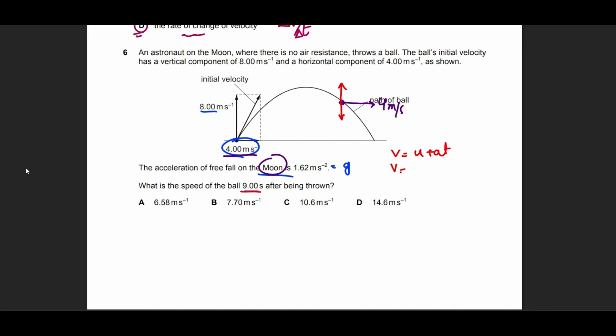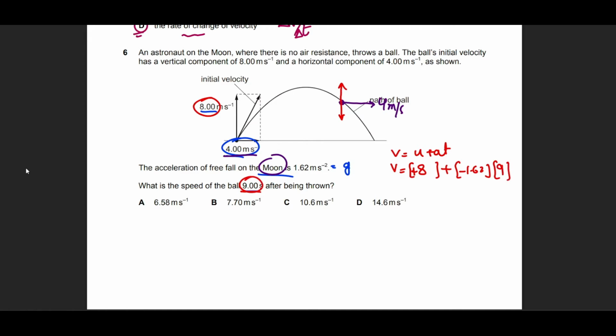Now, I want to calculate the final speed. I do know the initial speed in the upwards direction, which was 8. So I'm taking this idea. Now, notice that if I am assuming the upward direction to be positive, then I have to take the acceleration as a negative component, which is going to be minus 1.62 multiplied by the time, which he has given me, which is going to be 9 seconds, right?